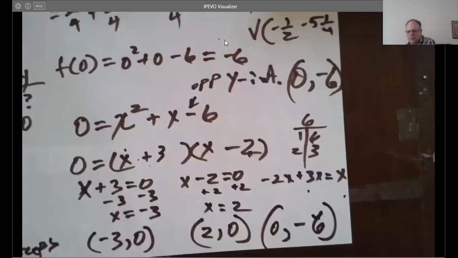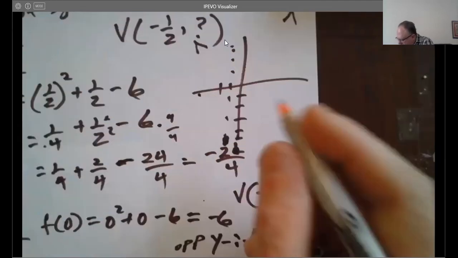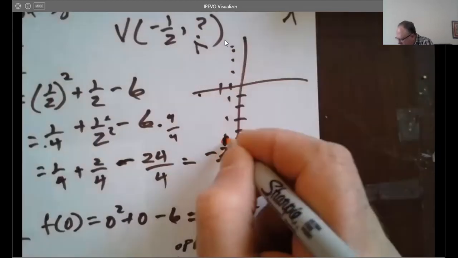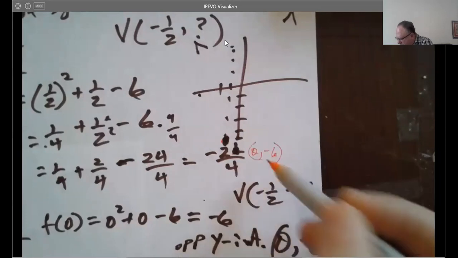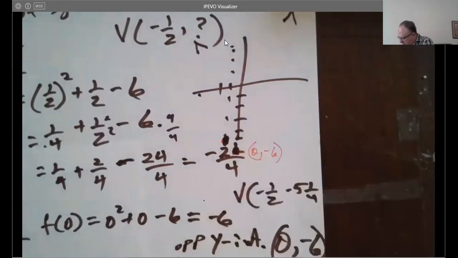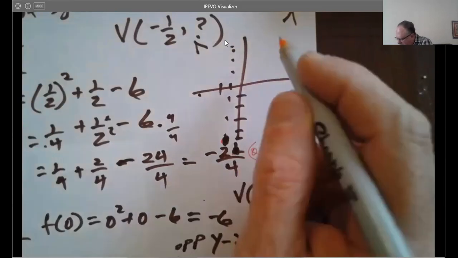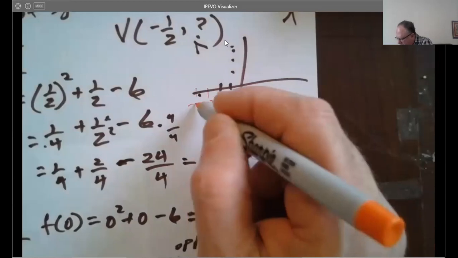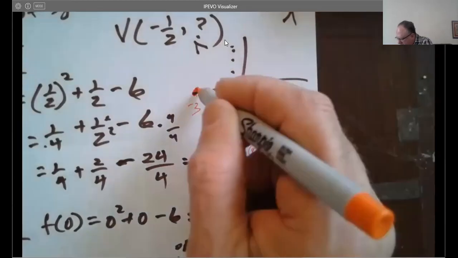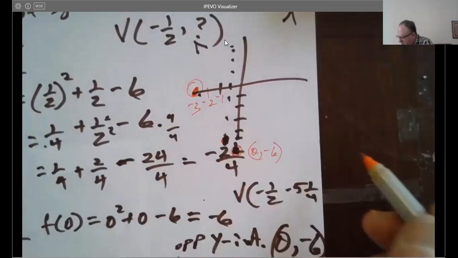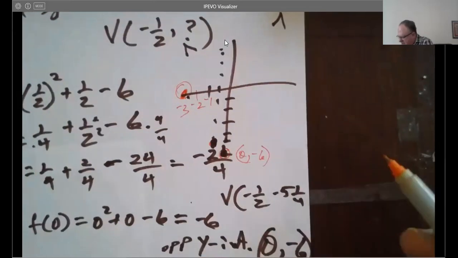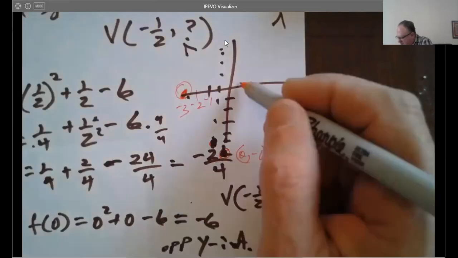Okay, so we're going to plug those back into our graph. I'll use a different marker this time. So here's our vertex, -1/2, -5 1/2. Here's 0, -6. That's our y-intercept. And then we have -3. So if this is -1, -2, -3, okay, -3, 0, that's an x-intercept. Here's our y-intercept. And 1, 2.